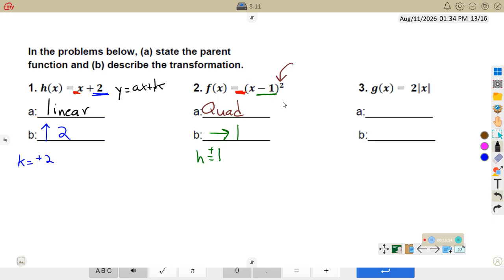Now, all right, process of elimination. We only have 3 to choose from. If we only have 3 to choose from, it's not linear, it's not quadratic. This has to be what? Absolute value. And you can write it like this.